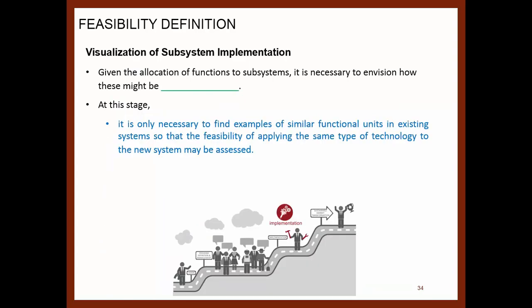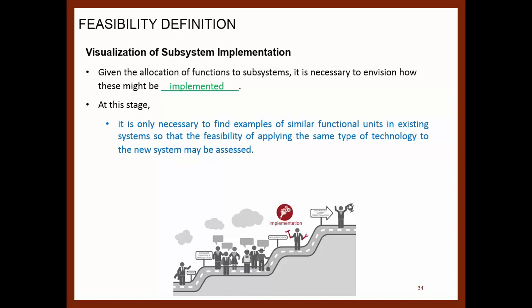Visualization of subsystem implementation. Given the allocation of functions to subsystems, it is necessary to envision how this might be implemented. Okay, so we have all these functions. We can start grouping them. We talk about the modularity of the system design, the hierarchy of system design. So all those things are needed now. How can you establish a hierarchy for your system? How can you look at the modularity of these subsystems? So you can separate them as part of the overall design.